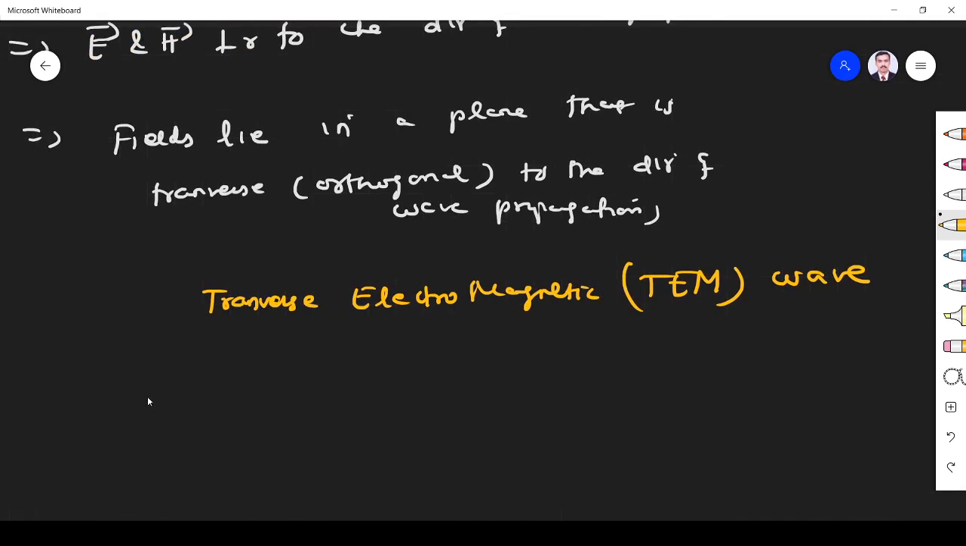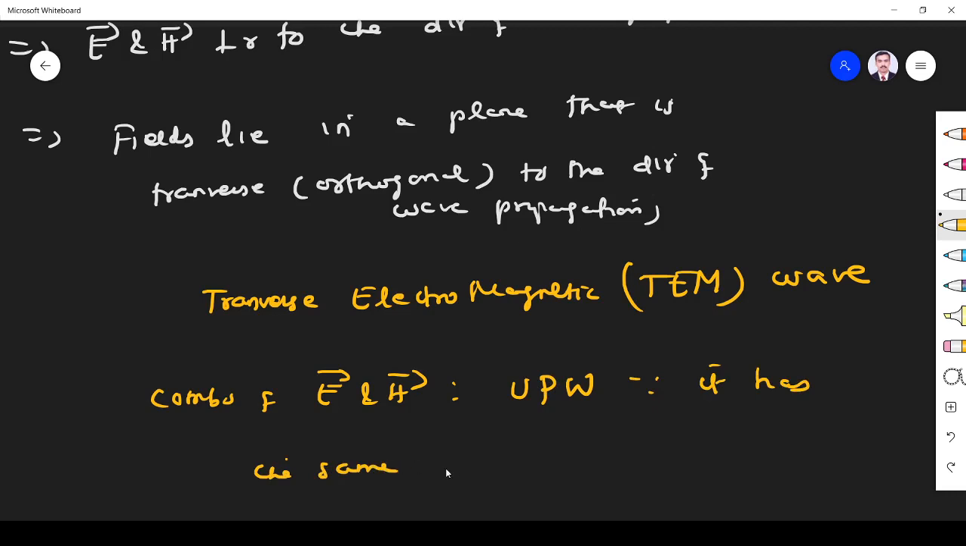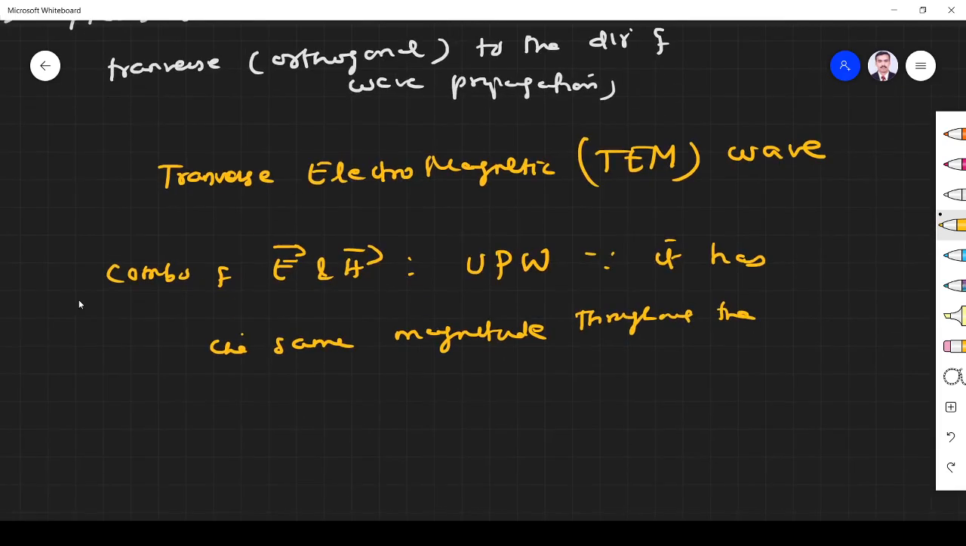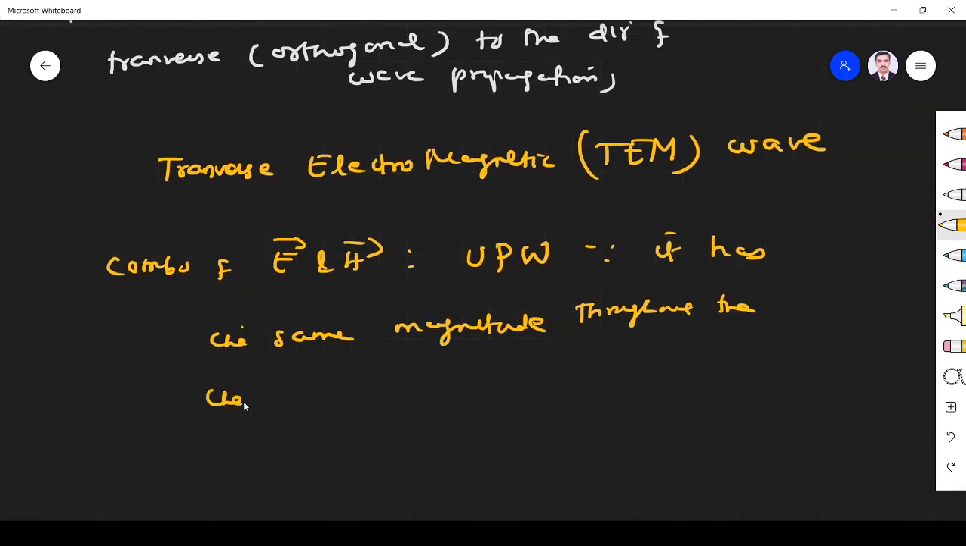Next thing we have to remember from this is a combination of E and H is called a uniform plane wave, right? So why is it called a uniform plane wave? Because it has the same magnitude throughout the transverse plane. That is another important point.